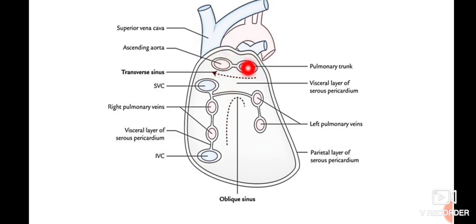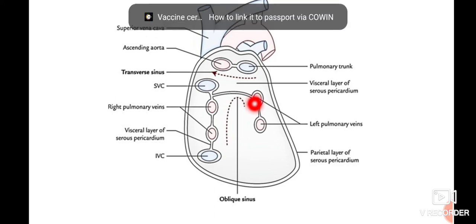So between the arteries and the venous area there is a transverse space called the transverse sinus, that is given by the transverse arrow. A dotted arrow shown here is the area of the transverse sinus. In the same way, among the venous end, oblique sinus is present, which is this oblique dotted area. So transverse sinus is present between the arterial end and the venous end. Oblique sinus is present at the venous end.